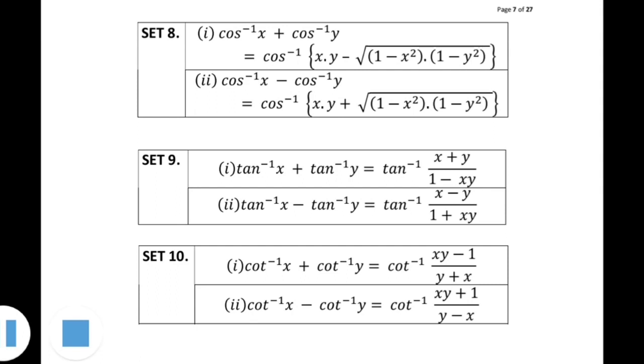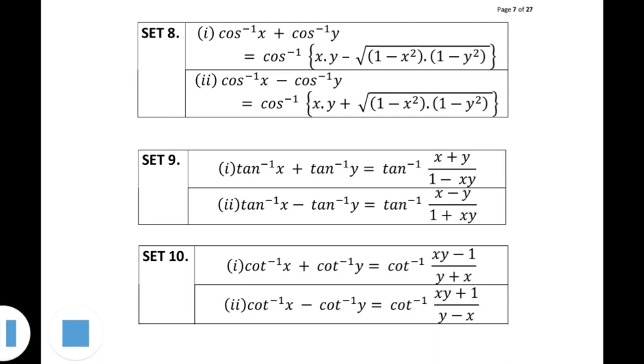Set 8. Cos inverse x plus cos inverse y equals cos inverse of [xy minus square root of (1 minus x square) into (1 minus y square)]. And secondly, cos inverse x minus cos inverse y equals cos inverse of [xy plus square root of (1 minus x square) into (1 minus y square)].